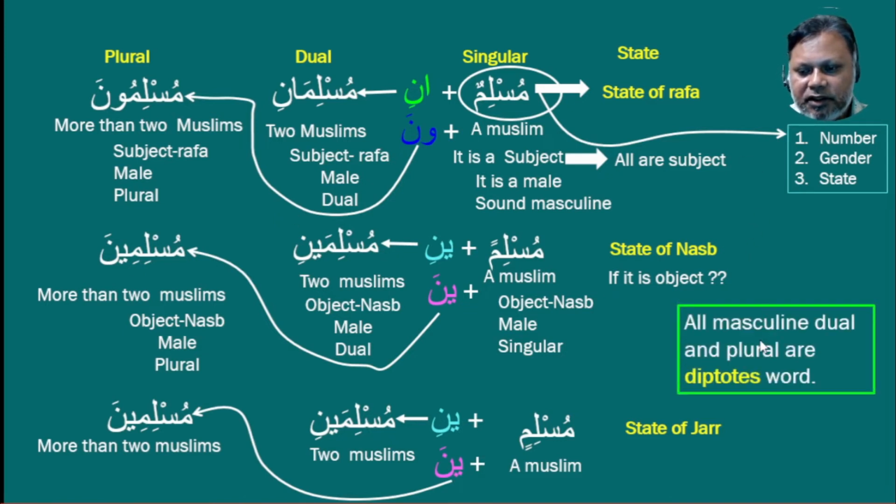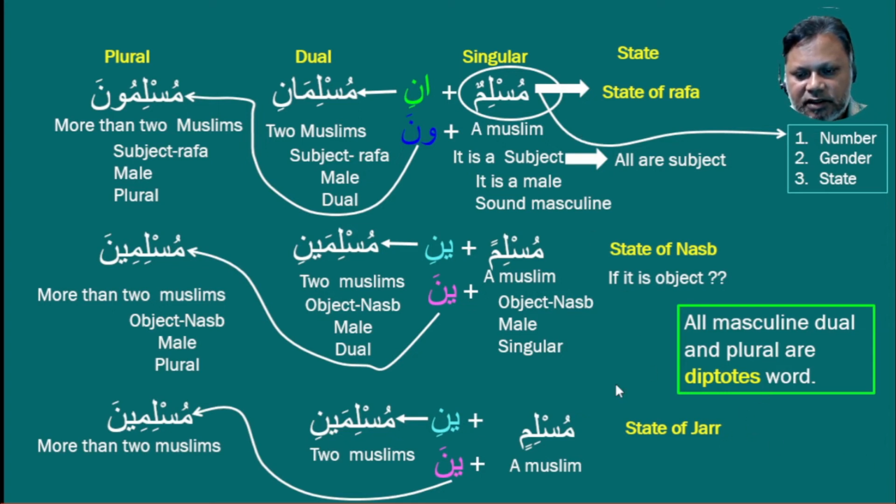So all masculine dual and plural are diptotes numbers. Diptotes means it discloses two states. This is also called sound masculine number. In the singular, the pronunciation is moon, man, min. That's why this is called sound masculine number. In sound masculine number, the dual and plural have only two markers. That's why it is called diptotes number.